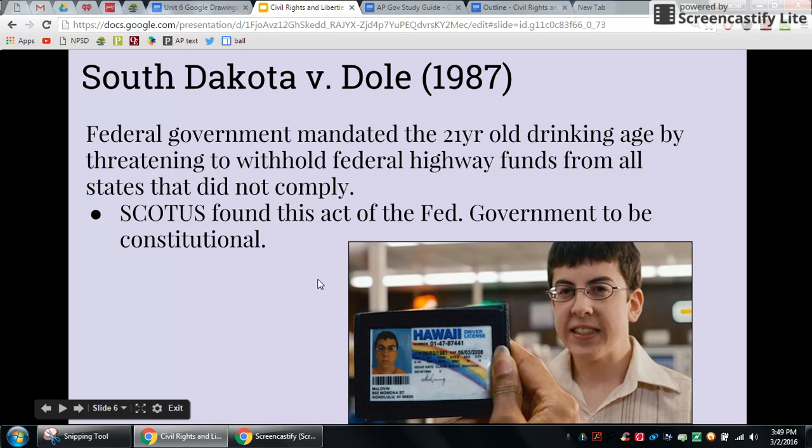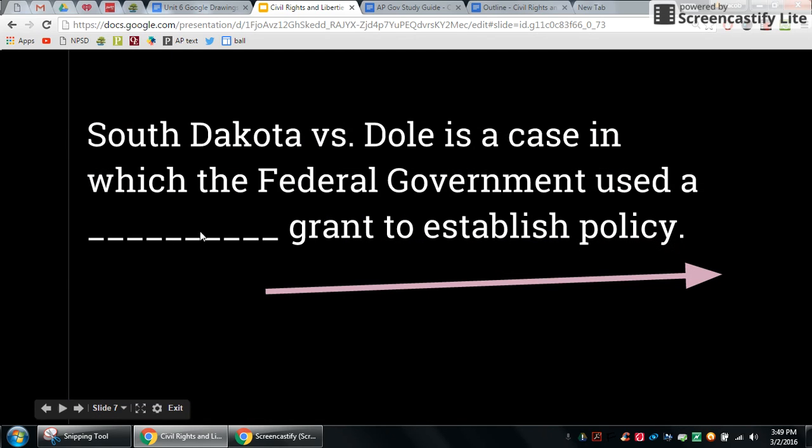So basically, they wanted states to raise the drinking age to 21 years old. States said no. Then the federal government said, well, if you don't do that, you're not going to get any money. The Supreme Court found that the federal government could do that. It was constitutional for the federal government to withhold federal funds in a case like that. Here I have a nice little visual reminder from the great movie Superbad. Think about this, folks. Fill in the blank, a type of grant. And then jot that down, make note of that on your right side.